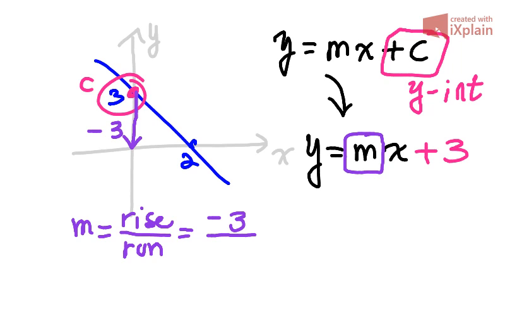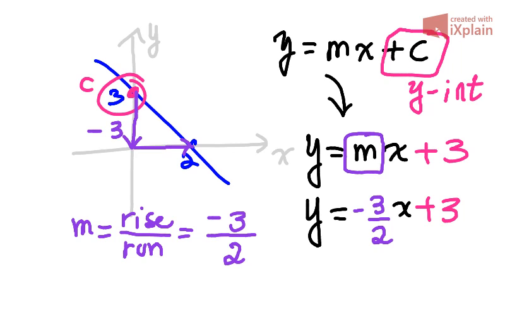So this is the rise. The rise going up will be positive and going down will be negative. From here, we have to now go to the right to get to the point (2, 0). Again, the length here is 2 units, and because we're going to the right, it is positive. So that means our equation can be finally rewritten as m substituted: y equals -3/2 x plus 3. So that is, from the graph, writing the equation.